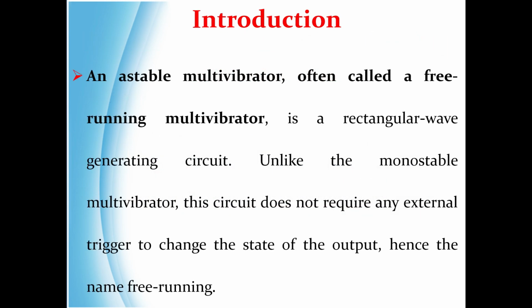Introduction. An astable multivibrator, often called a free-running multivibrator, is a rectangular wave generating circuit. Unlike the monostable multivibrator, this circuit does not require any external trigger to change the state of the output, hence the name free running.